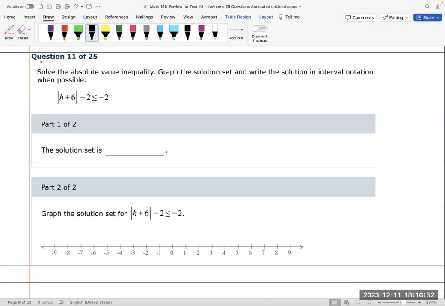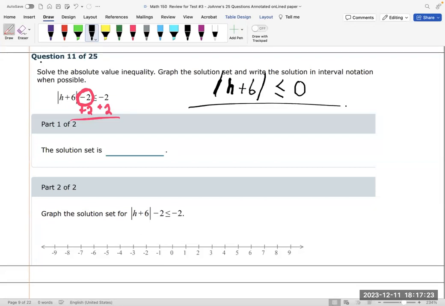All right, number 11 for Math 150, review for test number 3. Again, solving for the absolute value, we first isolate the absolute value. So this -2 is in the way. I'm going to choose to add 2 to both sides. That will then give me the absolute value of h plus 6 is less than or equal to 0.